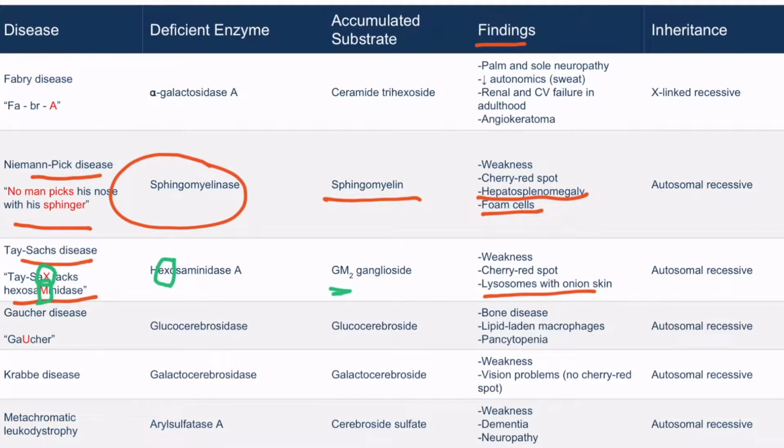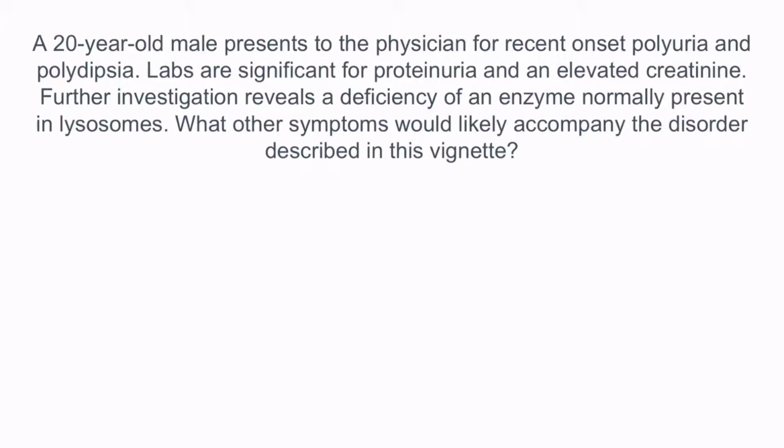Okay, let's do a question. A 20-year-old male presents to the physician for recent onset polyuria and polydipsia. Labs are significant for proteinuria and an elevated creatinine. Further investigation reveals a deficiency of an enzyme normally present in lysosomes. What other symptoms would likely accompany the disorder described in this vignette?